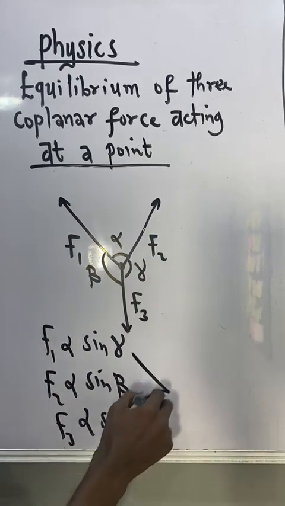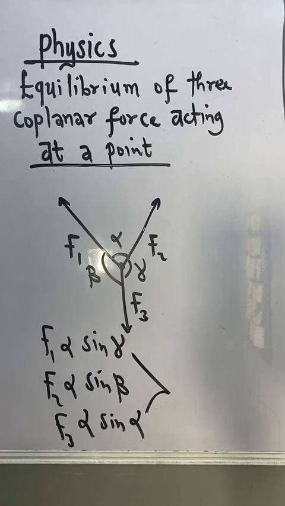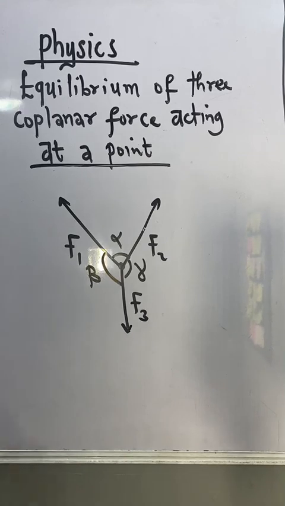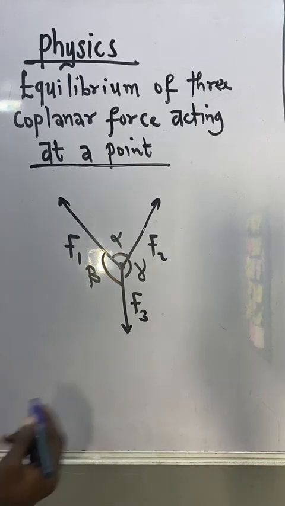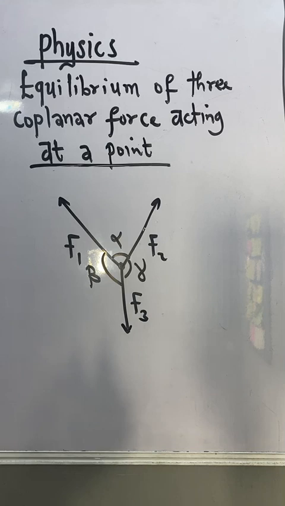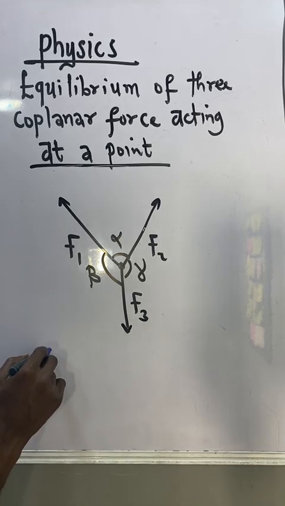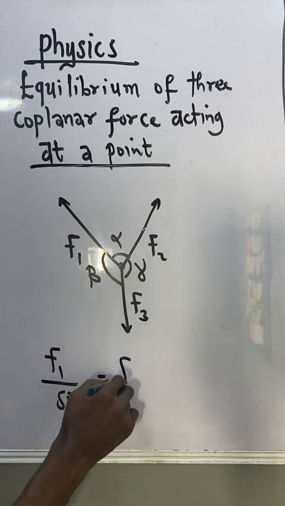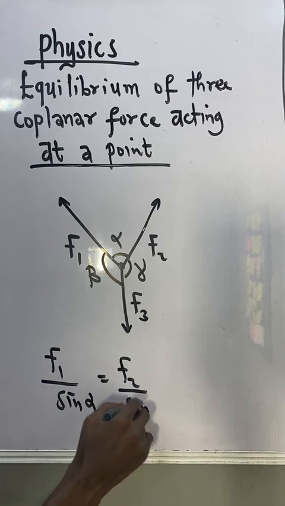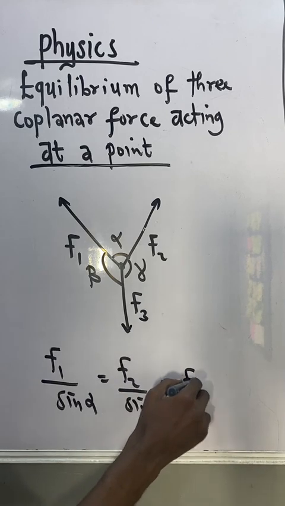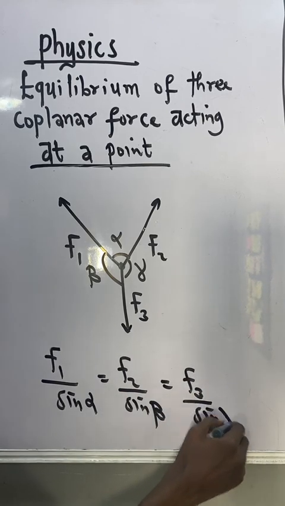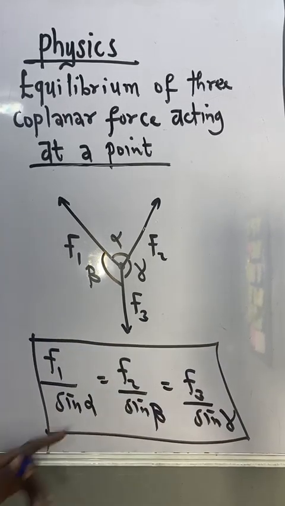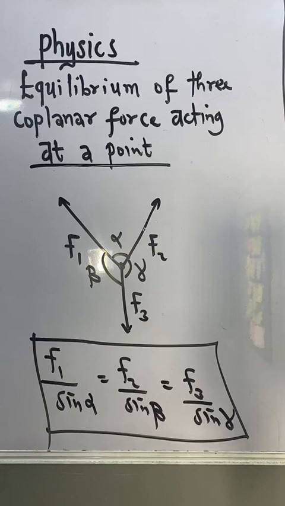At the end of the day, we later solve this, and the resulting formula is what this leads to. I'm not going to derive it in this video because I want to avoid a long video. So F1 over sine alpha equals F2 over sine beta equals F3 over sine gamma. This is the formula that we call Lami's theorem. This formula alone represents Lami's theorem.